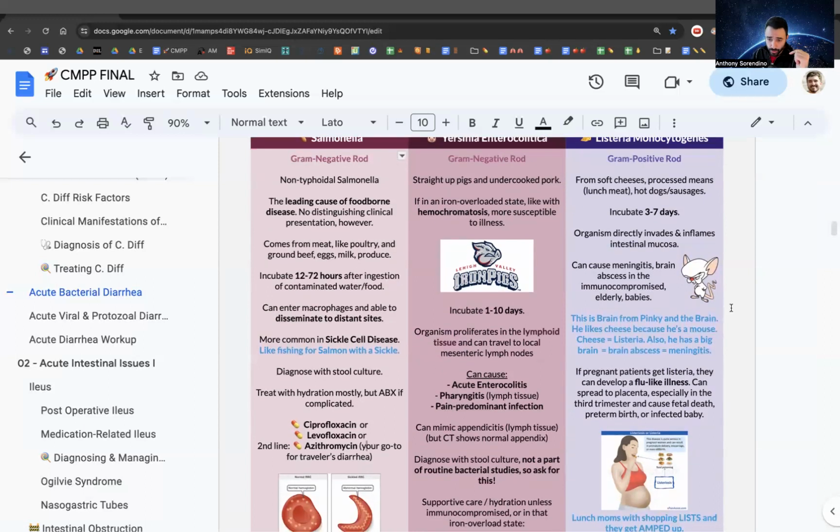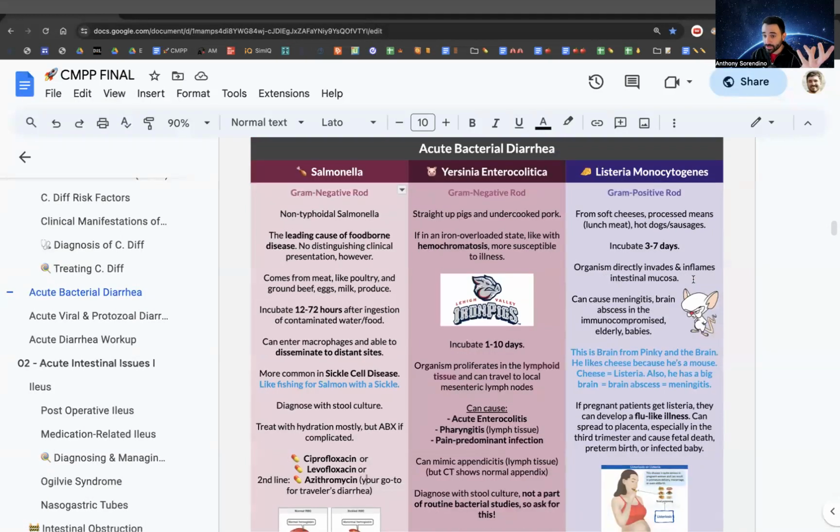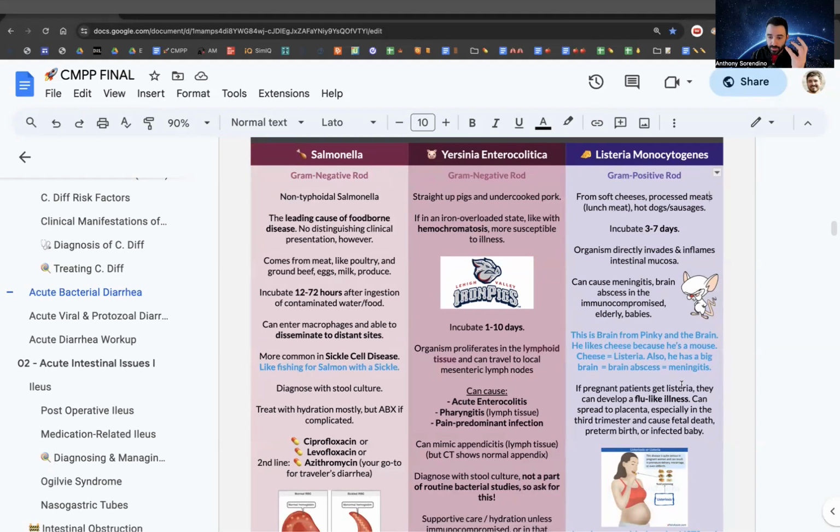This is Brain from an old show called Pinky and the Brain. He likes cheese, so Listeria, I didn't mention, comes from soft cheeses, processed meats, hot dogs, sausages. But this is Brain from Pinky and the Brain. Look at the size of his brain. He has meningitis. He has a brain abscess. All right, just lump that together with Listeria.